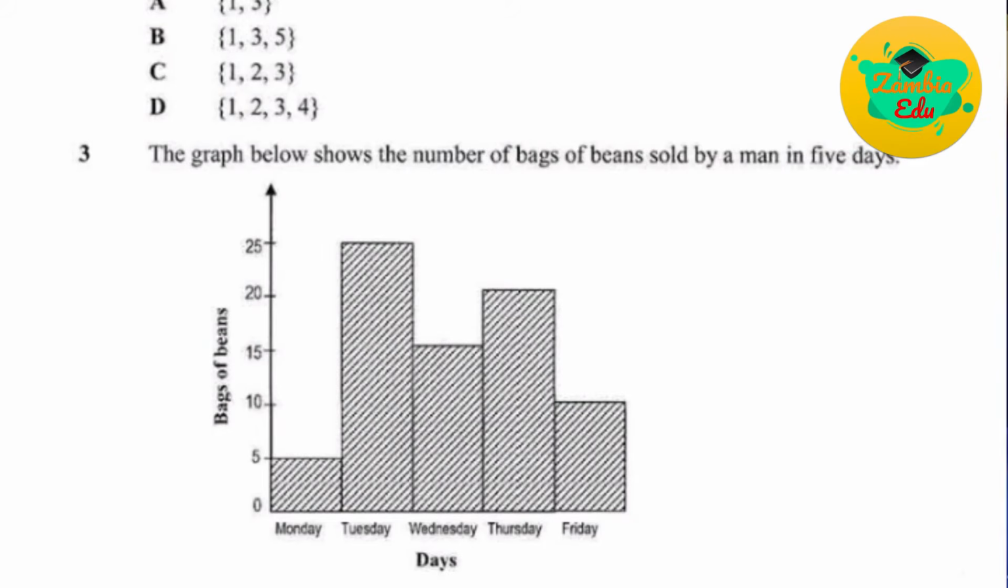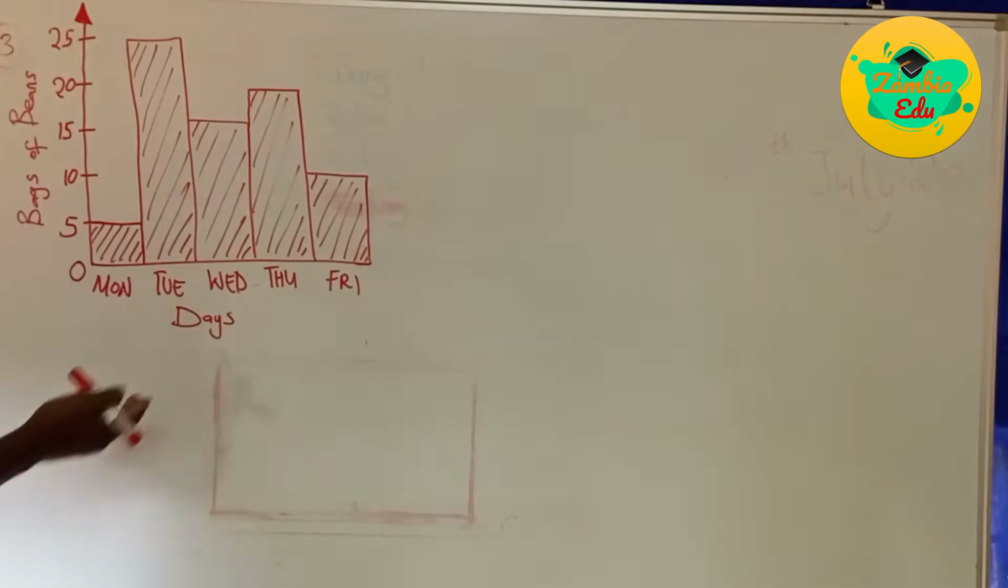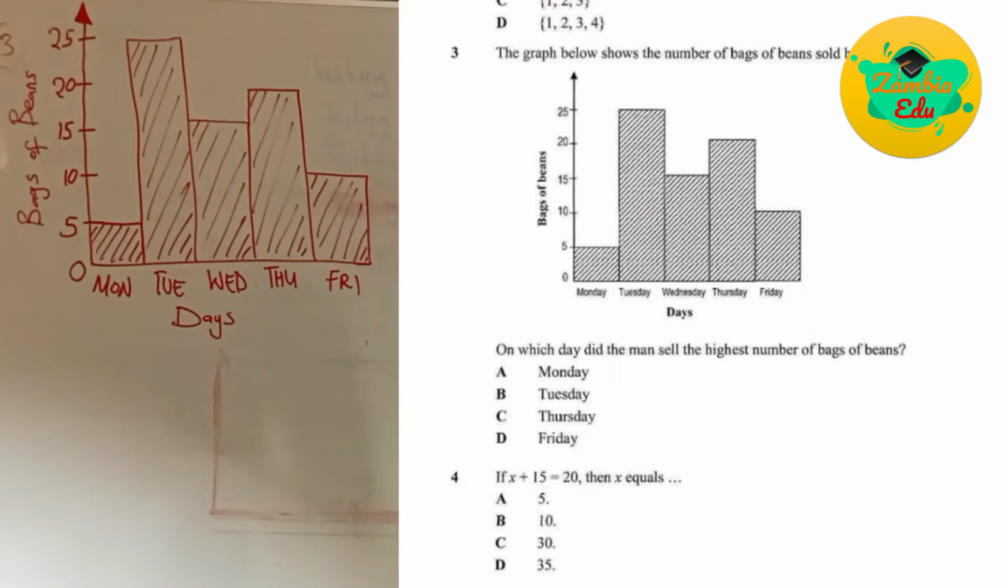Question number 3 gives us a graph. We have the vertical axis showing the bags of beans, which we can also call the y-axis, and we have the horizontal line, which is also the x-axis, showing the number of days. The question reads, the graph below shows the number of bags of beans sold by a man in 5 days. Now the question states, on which day did the man sell the highest number of bags of beans?